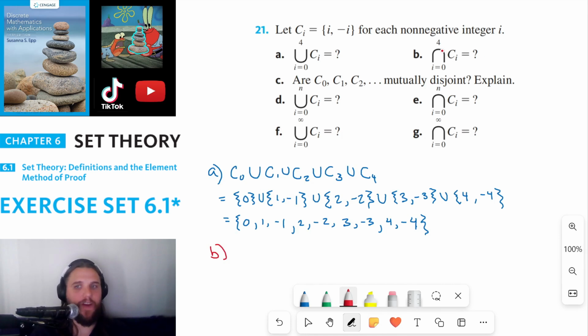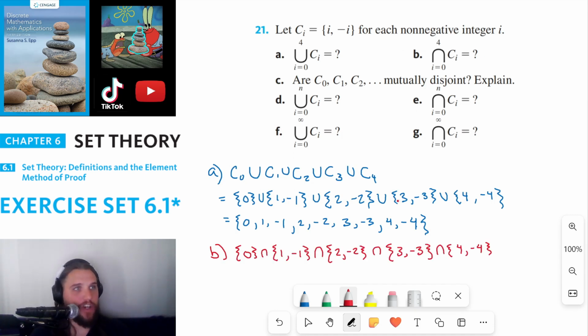Part B is a very similar concept, but instead of all of these unions here, we're going to have intersections instead. Now, the intersection of all of these sets is just the elements that are in all of these sets, but there are no elements that are in all of these sets. And so that means the result here is just the empty set, the set containing nothing.